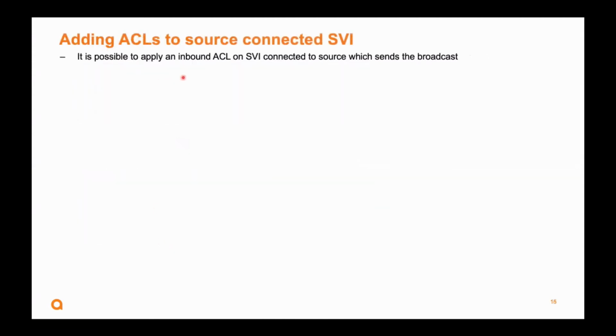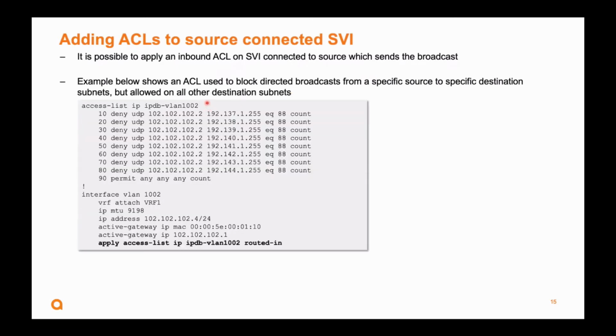It's also possible to add ACLs on the SVI connected to the source, which sends the broadcast. Why do you want to do this? If you want to limit the broadcast from being sent. Okay. This is an example of the ACL that's applied inbound, routed in on the SVI connected to the source.